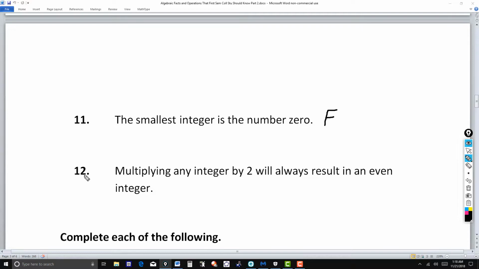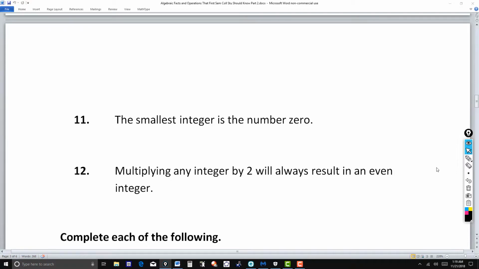And the last true false on this section, multiplying any integer by 2 will always result in an even integer. This one, of course, is true because that's your definition of an even integer. It can be divided by 2 evenly. So if you multiply it by 2, it's going to be divisible by 2. So that one is true.